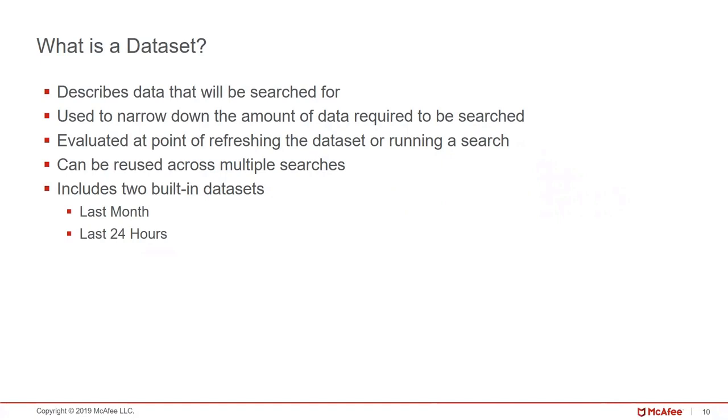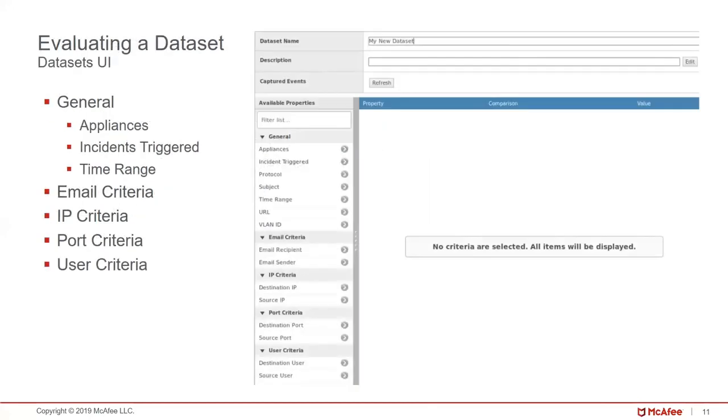You can kind of think of these, if you're familiar with DLP, like definitions, because they can be used across multiple searches. So it's not a one-for-one, it's basically a one-for-many type of assignment. And again, they can be configured for multiple things, but the intended use is to narrow the scope of what information you're looking for. So here we have a screenshot of the configuration for a data set.